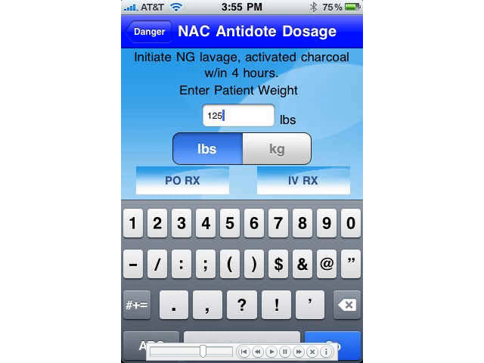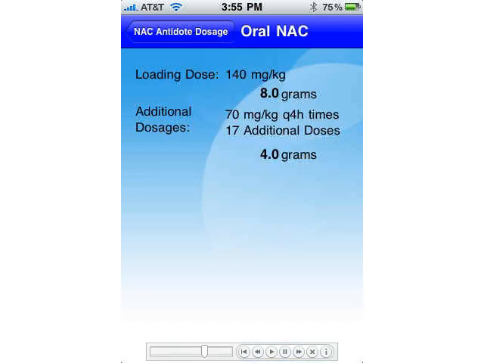As you can see in this demonstration, the physician entered 125 pounds and selected the PO treatment route. Here within the tool, the antidote dosage, oral NAC, can be given with a loading dose, 140 milligrams per kilogram, and in this example, 8 grams, to be given thereafter additional dosages based on 70 milligrams per kilogram every 4 hours times 17 additional dosages at 4 grams.